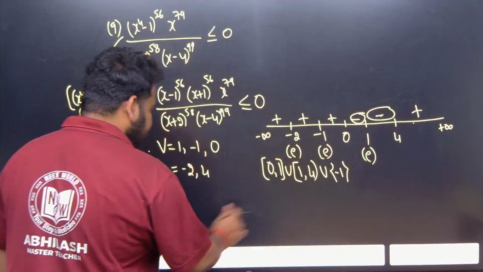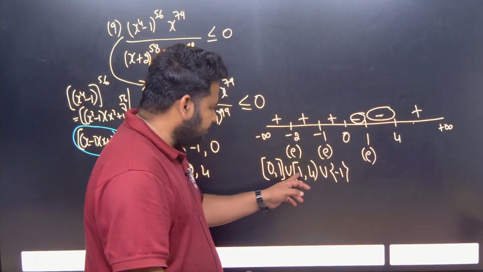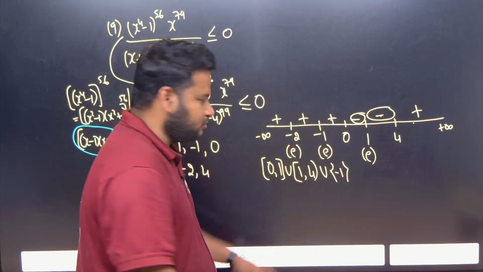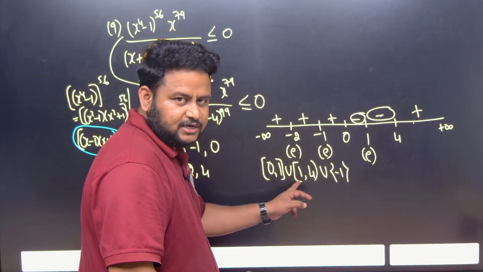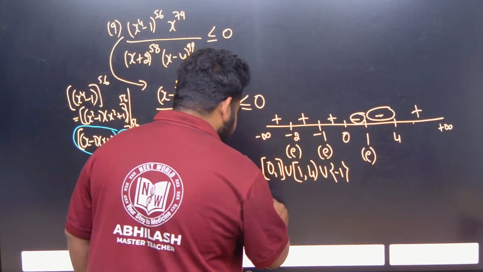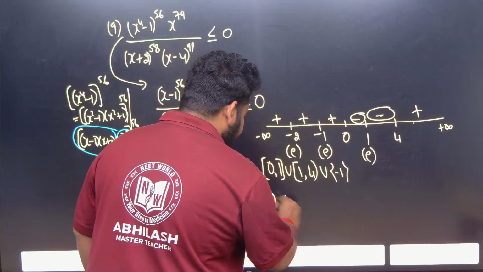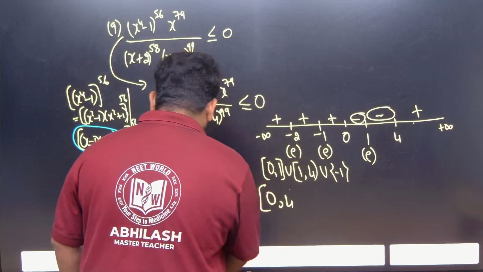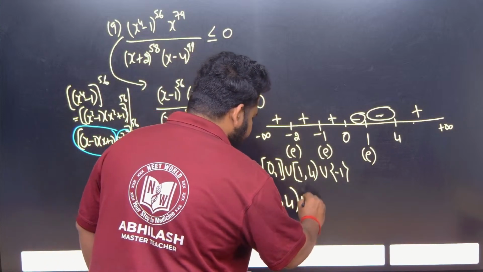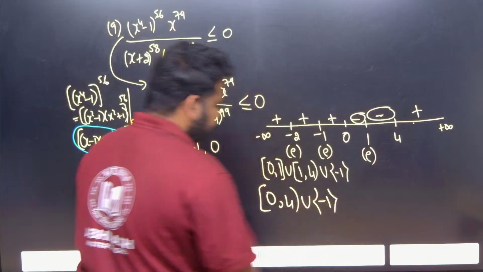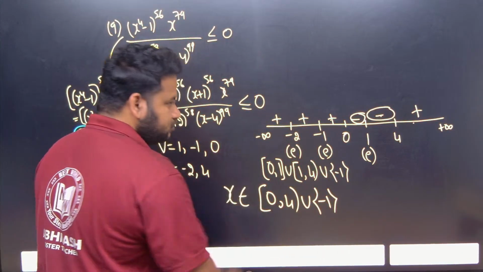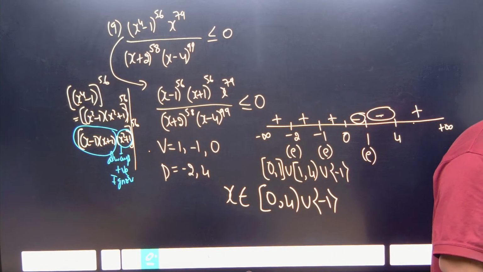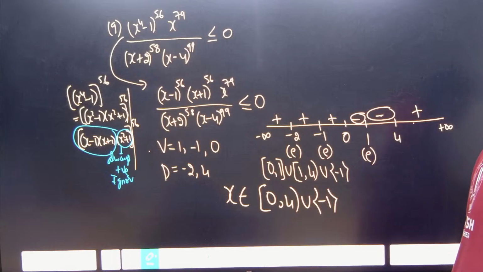Or further, this union 0 to 1, union 1, 4, directly I can write this as what? 0, 4. That means 1 is also included, because 1 is included here, 1 is included here. So I can write 0, 4 closed interval. This 4 is having open interval, union, flower bracket minus 1. So x belongs to this. This is the simple way you can solve this question, friends.